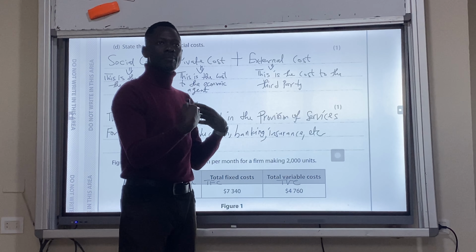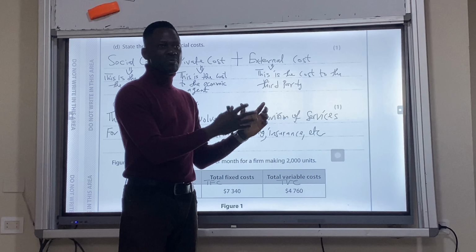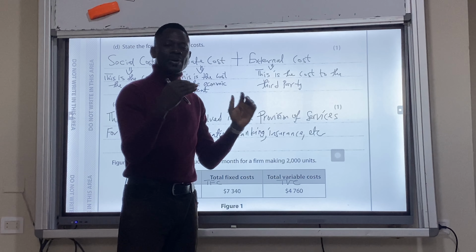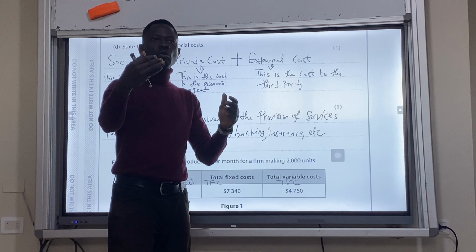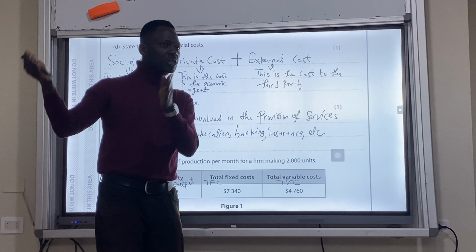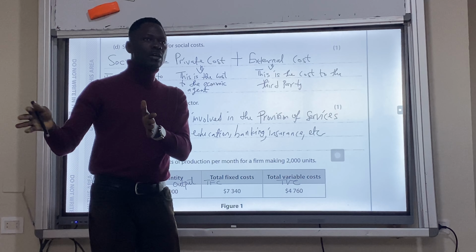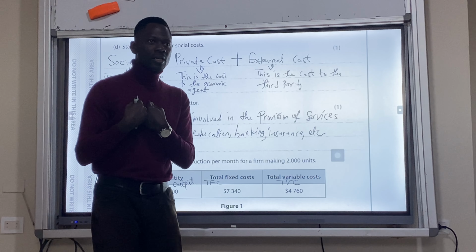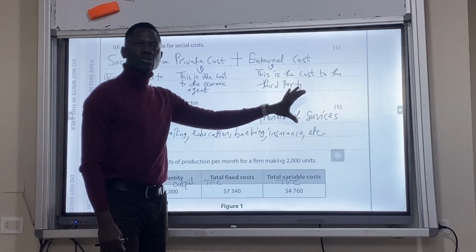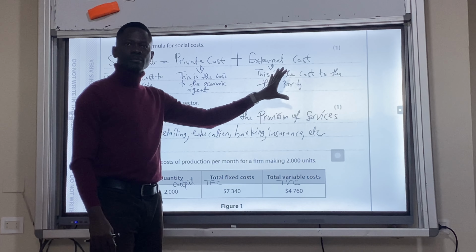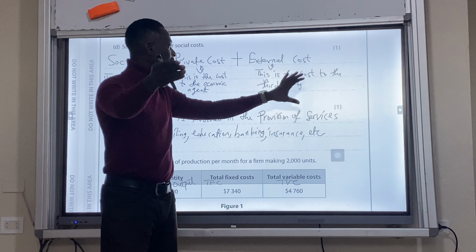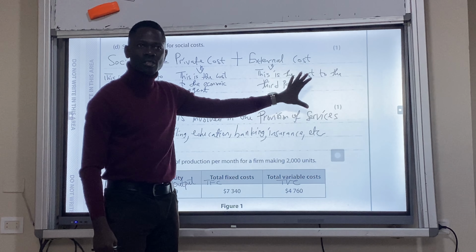Example, maybe my firm or my company is emitting carbon, which is pollution, right? So based on that fact, you inhale that substance and it takes you to the hospital. So that is an external cost. You have to pay for the hospital, not me. Yes or no? So the cost to the third party is called external cost or negative externality. Do we get what I'm saying or not? Yes. This is a cost to the third party that is not involved in that decision.